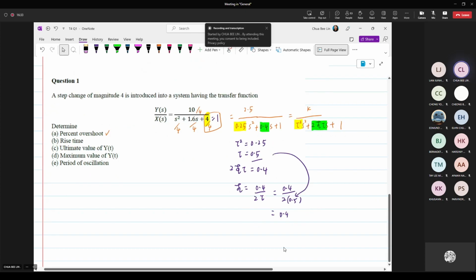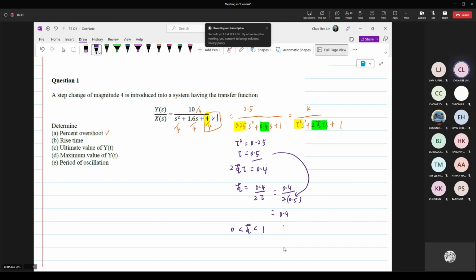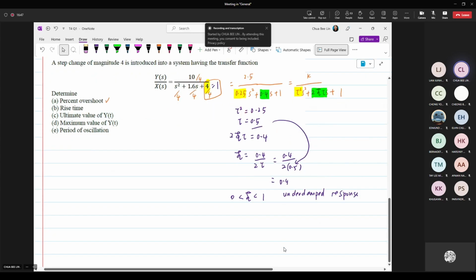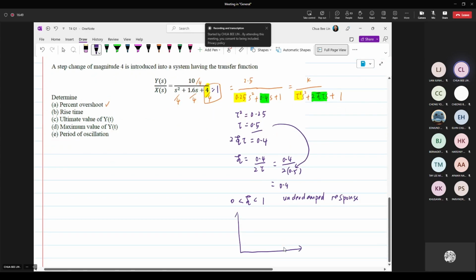Okay, so you can explain a bit. It is within 0 to 1. So this one is underdamped. Underdamped response means you will get the typical graph we have, like this. Then cut in between. So this one will be your A, here will be your B.